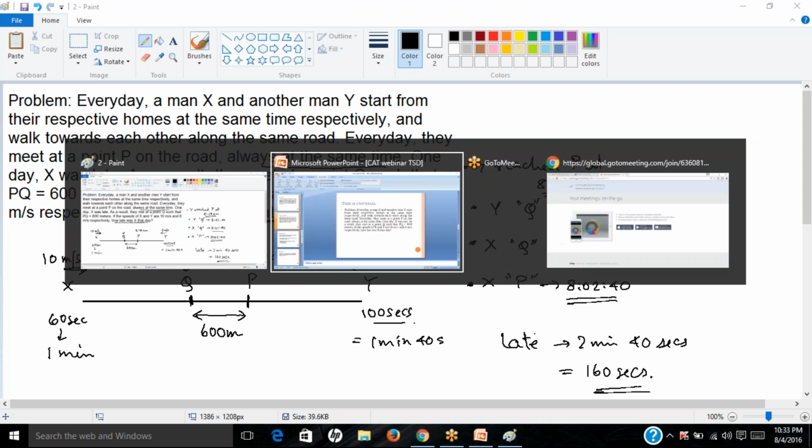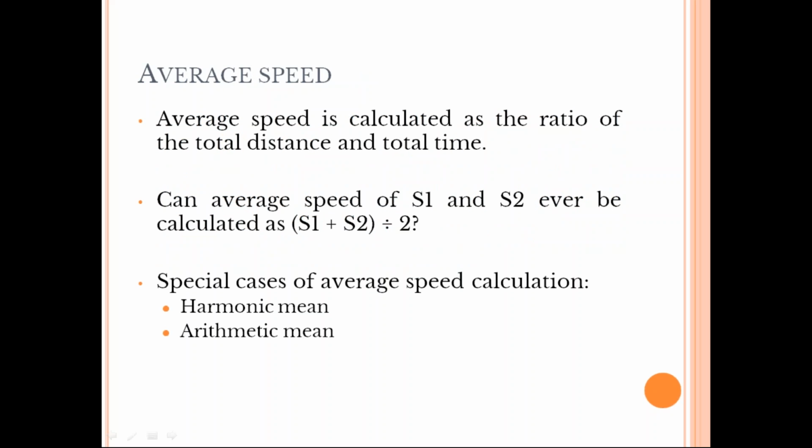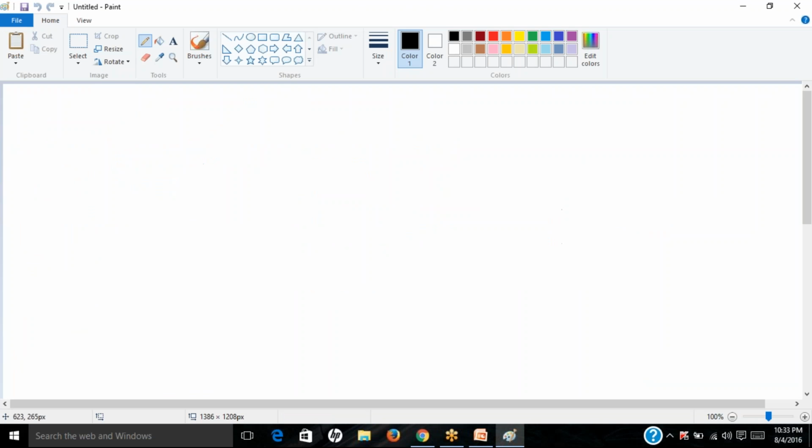Alright, so this is fine. Now let's continue with the presentation again. Okay, so this is fine now. The concept of average speed. Let us explain what the concept of average speed is. Average speed is measured as total distance upon total time. This is universally correct. Yes, it is the total distance by total time.